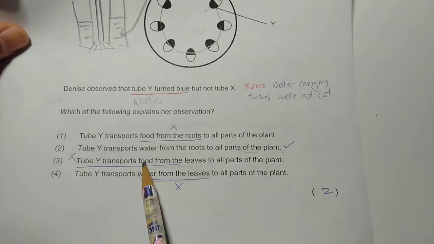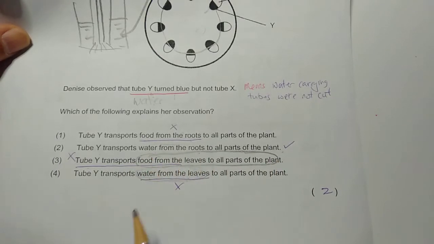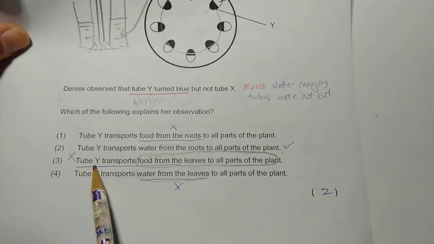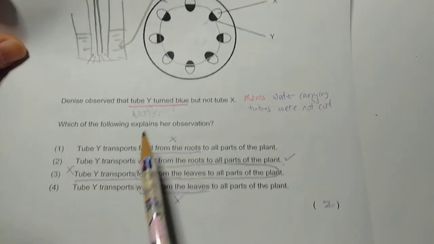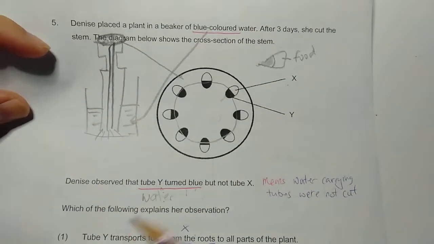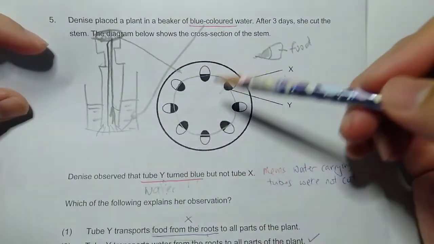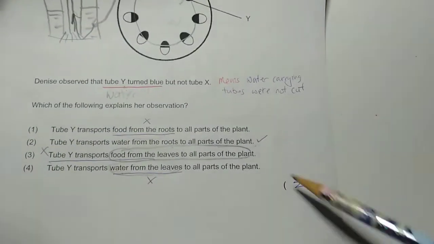Tube Y transports food from the leaves. This part here is correct. Food from the leaves is correct, right? Food comes from the leaves. But tube Y doesn't transport food because tube Y turns blue. And blue is the blue water, which means the blue water went up from below. If it goes up, it must be going through the water carrying tubes. So answer is 2.